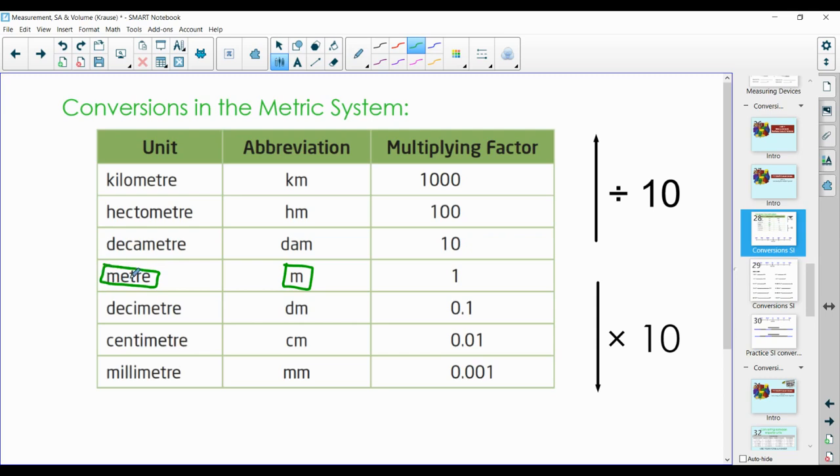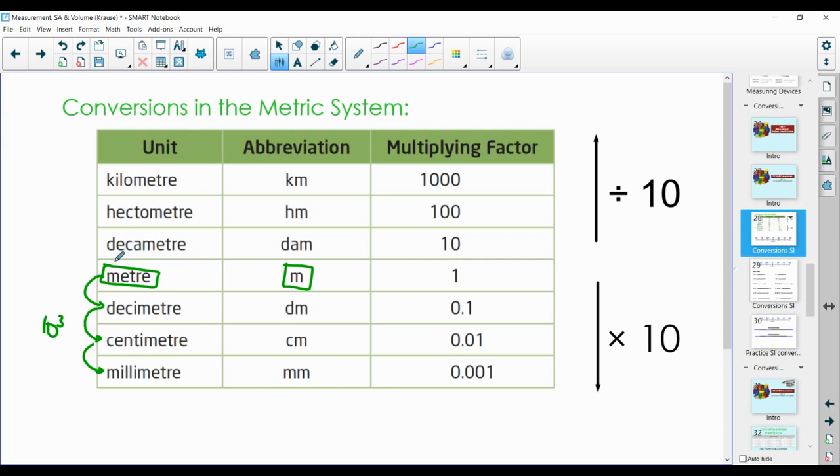And my base unit of meters, if I go from meters to decimeters, my decimeters are 10 times smaller than meters. Centimeters are 10 times smaller than decimeters, and millimeters are 10 times smaller than centimeters. So if I were to go from meters to millimeters, that would be 10 times smaller, another 10 times smaller, so 100 times smaller, and then another 10 times smaller, so 10 cubed, which is 1,000 times smaller.